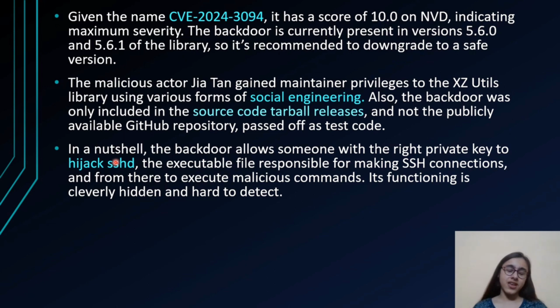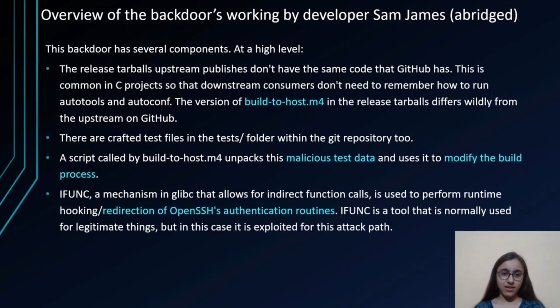So in a nutshell, this backdoor allows someone who has the right private key, which is the attacker, to hijack SSHD, which is the executable file responsible for making SSH connections. And from there, the attacker can execute malicious commands. The backdoor's functioning is very cleverly hidden and very hard to detect, which explains why nobody before the Microsoft engineer came across it. So here's an overview of the backdoor's functioning by developer Sam James.